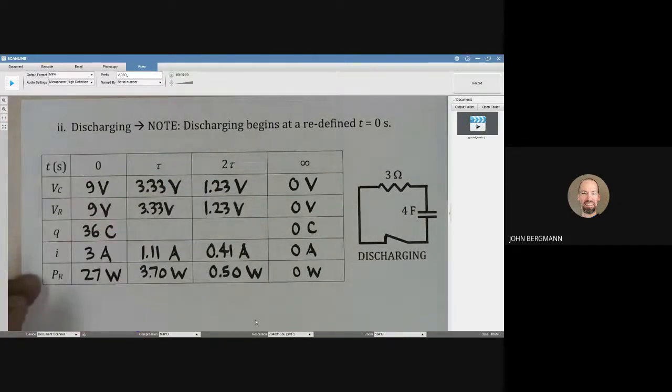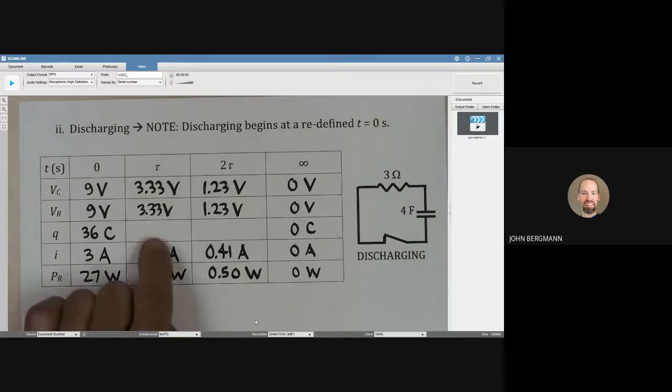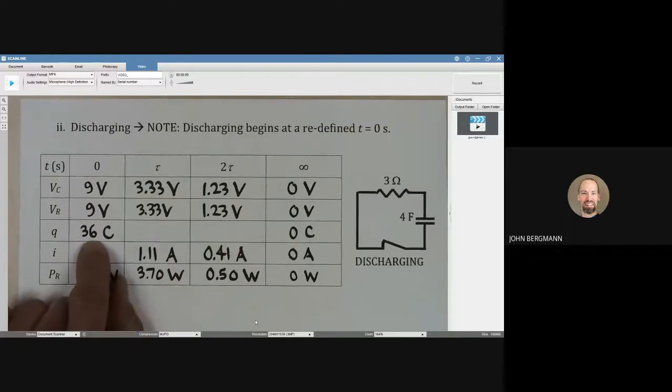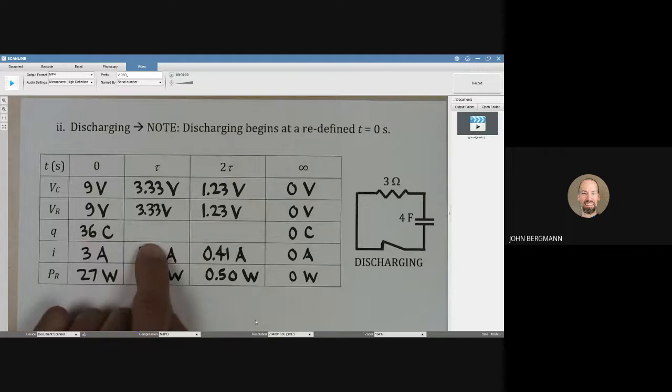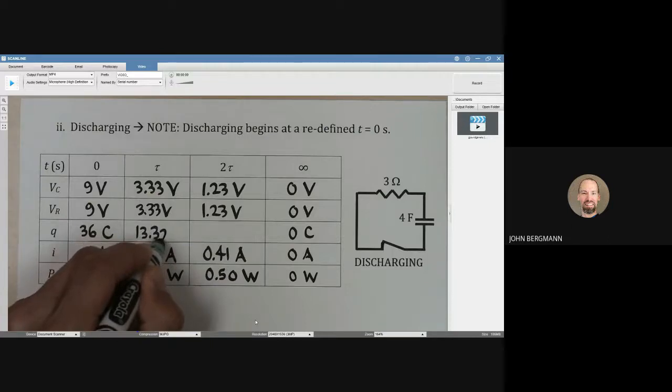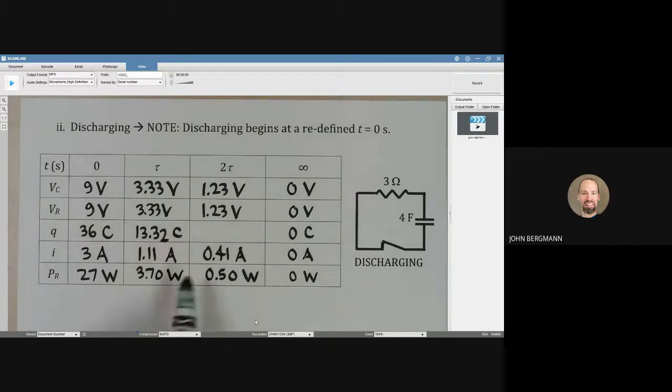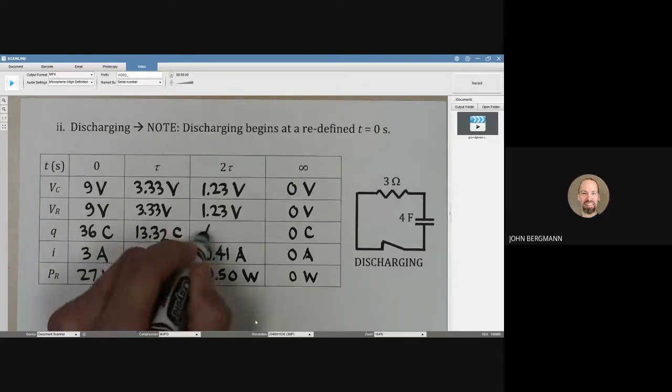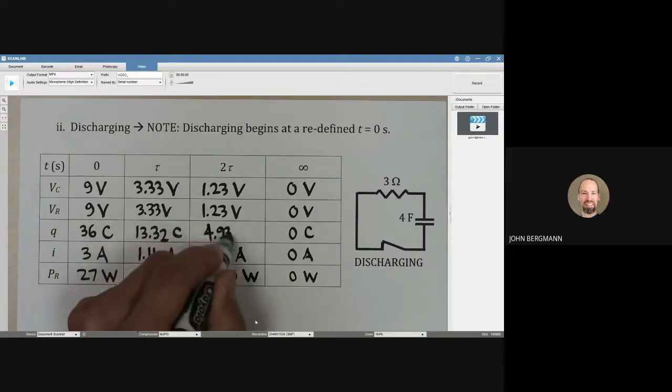So the only one it looks to me like we have to calculate is this one right here. This is a falling graph. It's going to drop to 37% of its original value in the first time constant, and I got that to be 13.32 coulombs. Then it's going to drop another 37%, 4.93 coulombs.